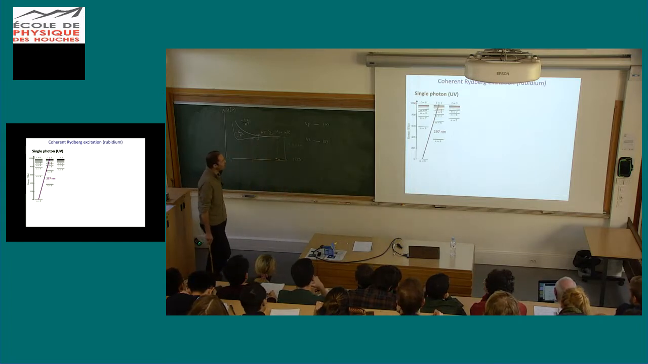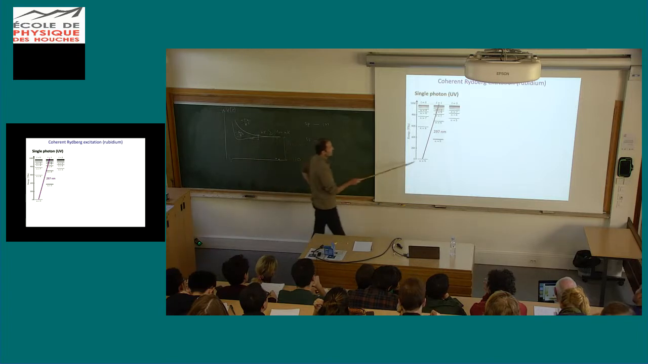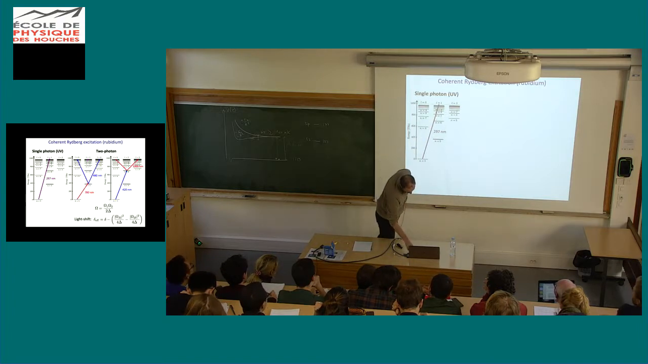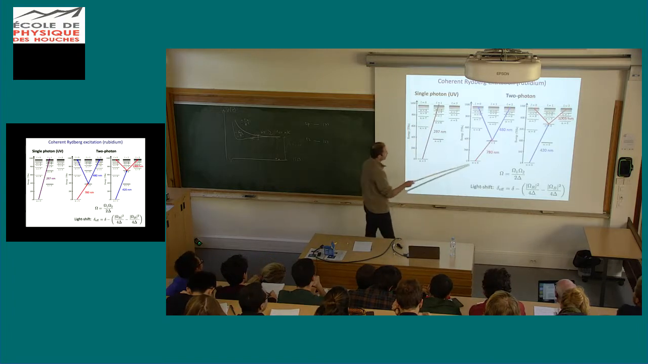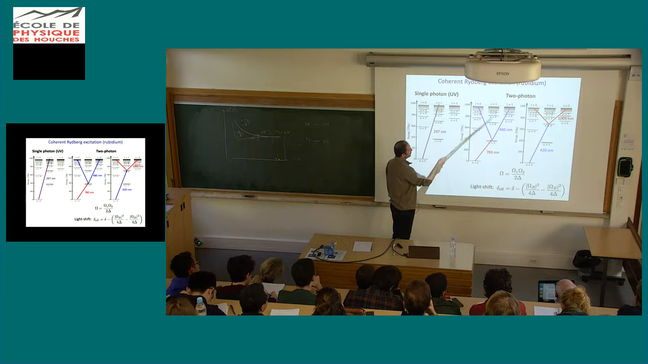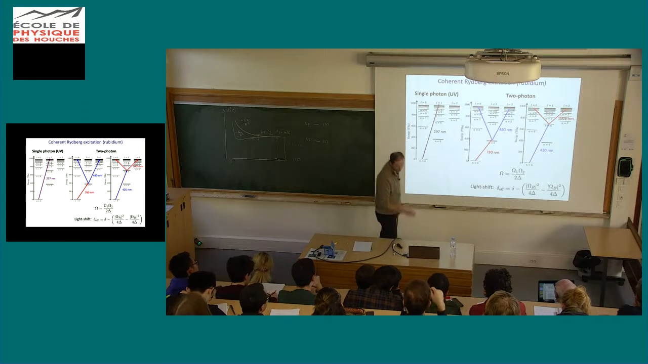So a bit more plumbing, very briefly. You need, of course, to excite the atoms to the Rydberg state. You can do it either with a single photon transition, or with a two photon transition. Two photon transition implies that you take your laser, which is detuned with respect to an intermediate state, so that it's still a coherent manipulation.